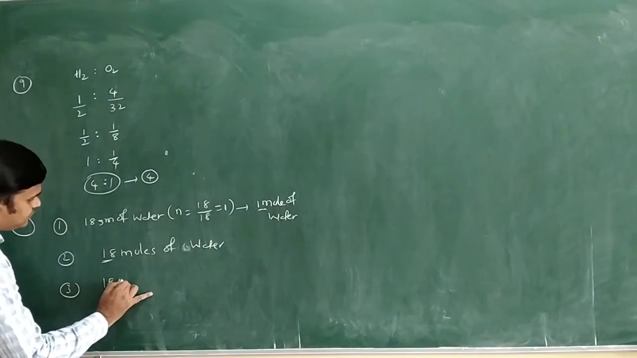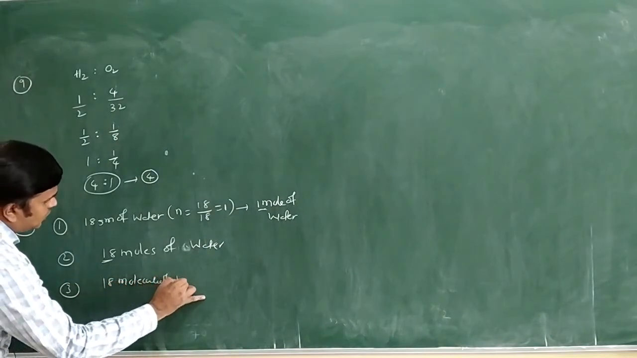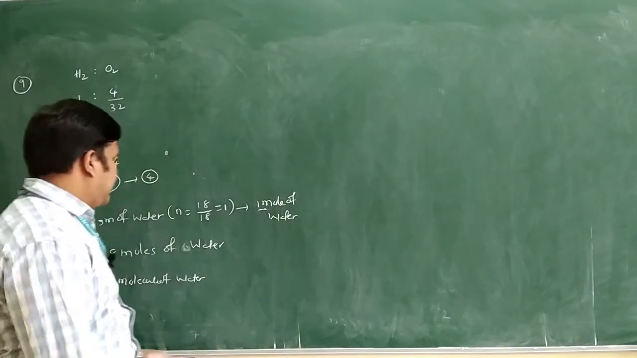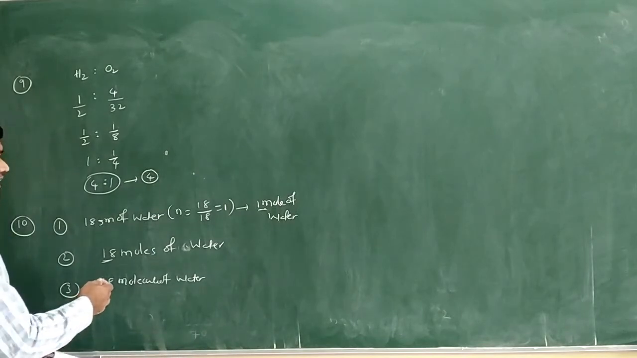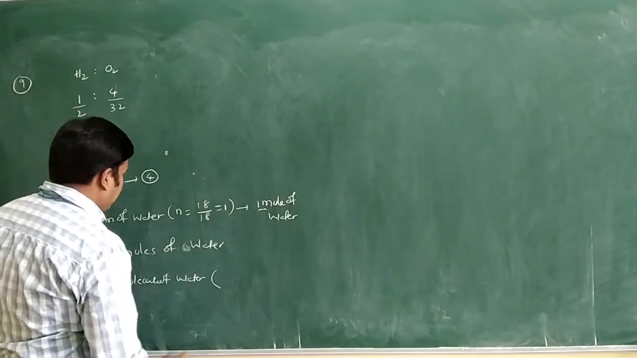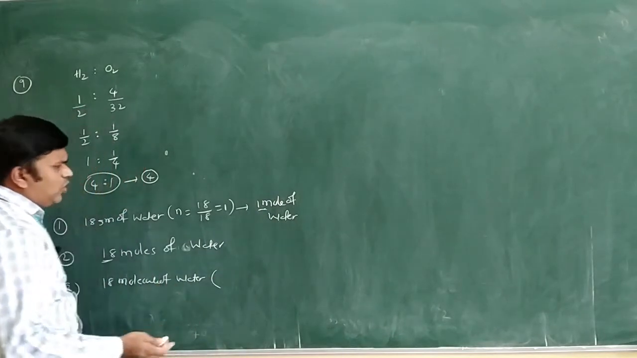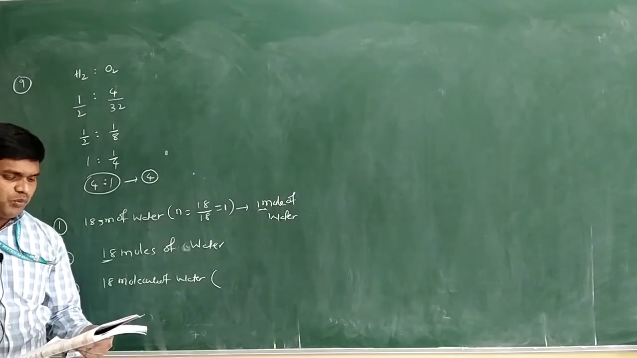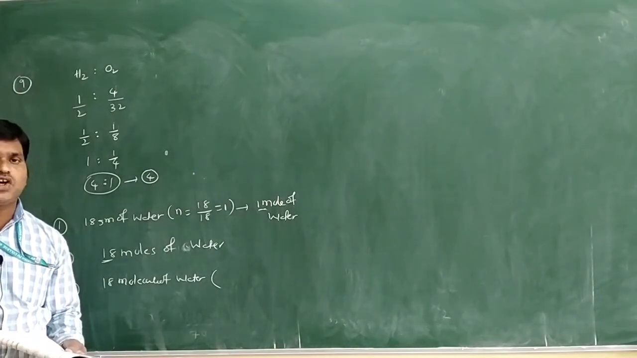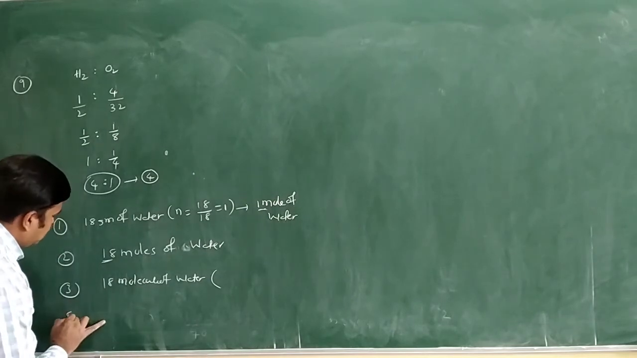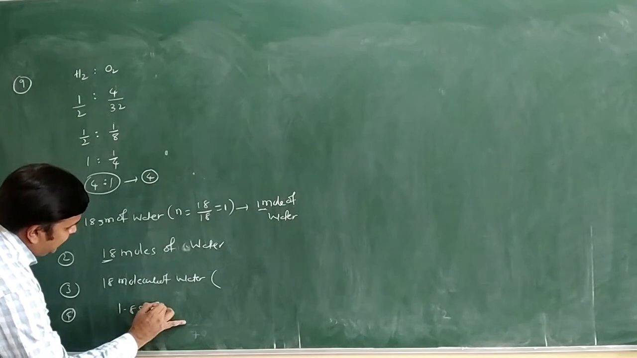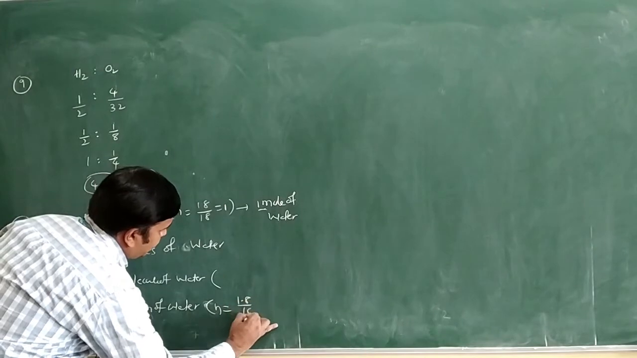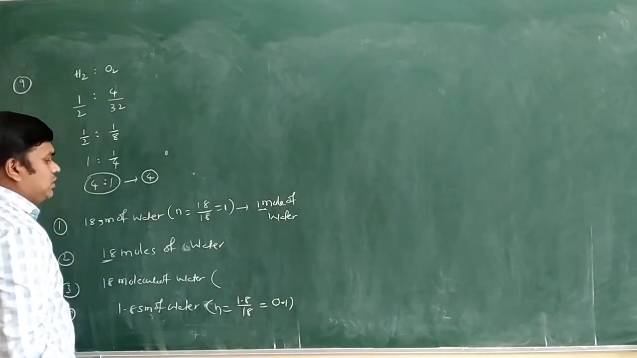18 molecules of water you can take. If you want to find the number of moles, 18 molecules corresponds to 1.8 grams of water. 1.8 grams of water means how many moles? n is equal to 1.8 by 18, that is 0.1 only.